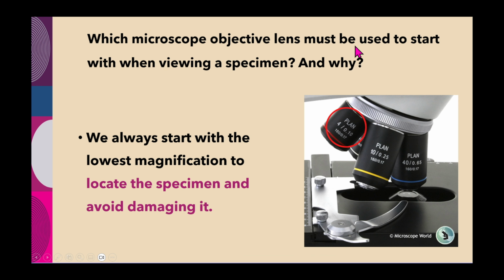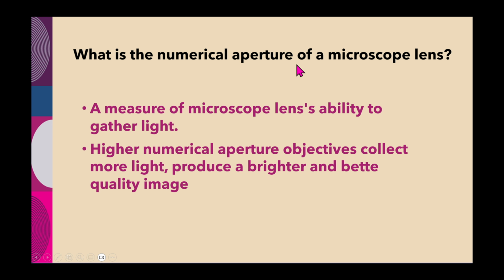Which microscope objective lens must be used to start with when viewing a specimen and why? Means initially which one should we use? We always start with the lowest magnification to locate the specimen and avoid damaging it, because its size is also small, so it will not touch the slide. So first of all, we will use this, and then slowly and gradually we will change our objective lenses.